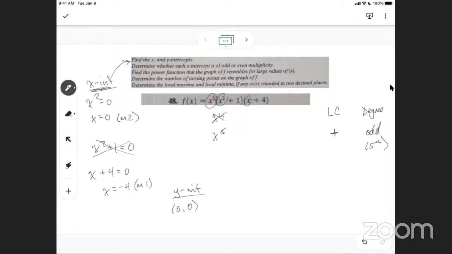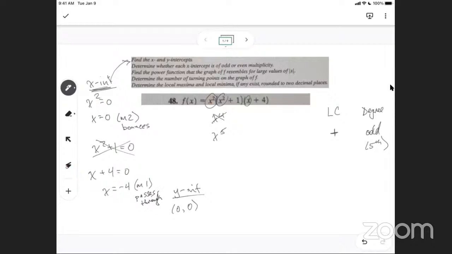Determine whether each x-intercept is of odd or even multiplicity. We already did that. That's an even, that's an odd. And by the way, an even multiplicity means it bounces, it doesn't go through, and an odd multiplicity means it passes through at that point. You understand that?